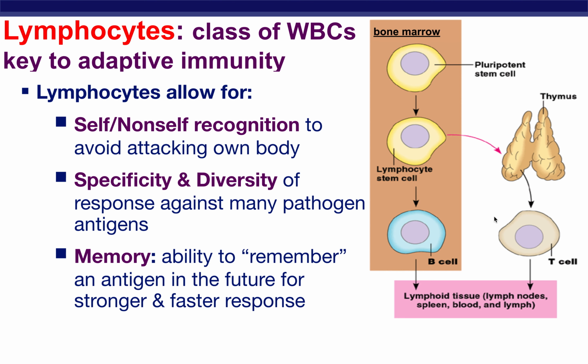So those white blood cells that are really critical to specific immunity, we call those lymphocytes. And lymphocytes, just to remind you, are a special group of white blood cells that are core to adaptive immunity. They allow for all the key parts of adaptive immunity, which includes self and non-self recognition to avoid attacking your own tissues, specificity and diversity, the ability to specifically attack a given antigen, and the diversity for your body to have the ability to attack potentially millions, if not billions, of different types of antigens.